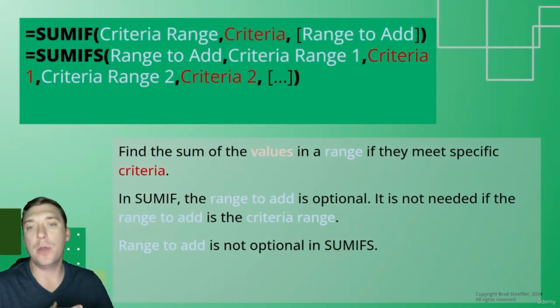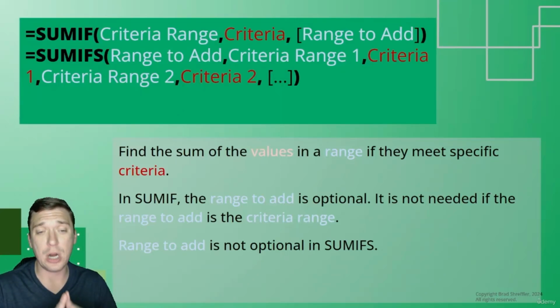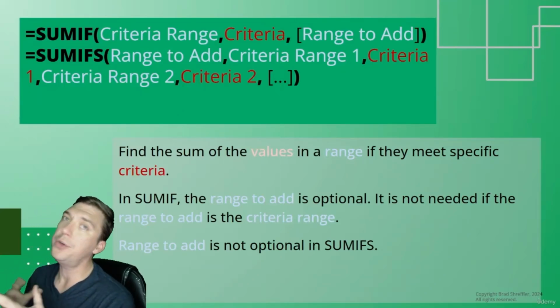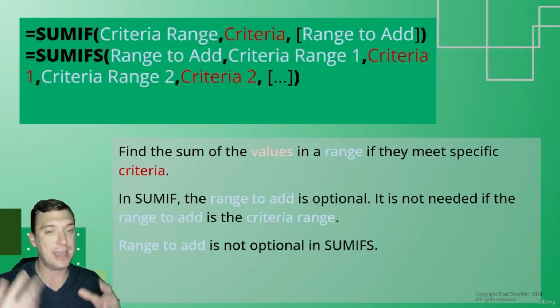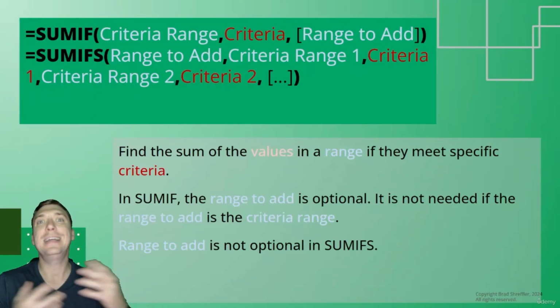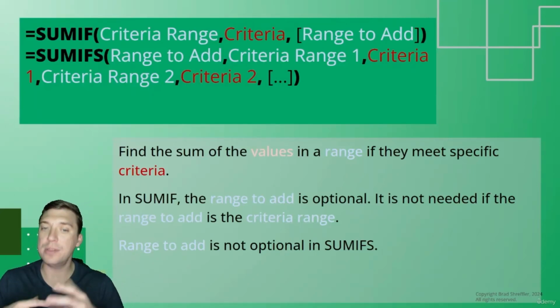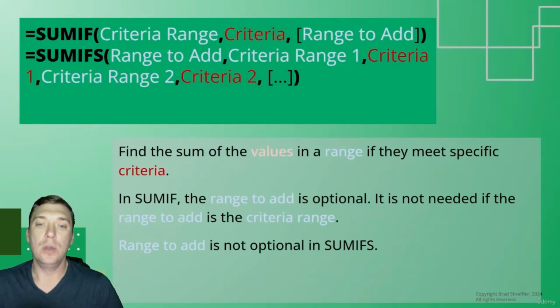The next few formulas we're going to run through are similar to COUNTIF and COUNTIFs formulas. The first are the SUMIF and SUMIFs. You'll notice that the format for these formulas is the same as the COUNTIF and COUNTIFs. The difference being that this will add together the values that meet the criteria in the range. So instead of just counting them, it will add them together.